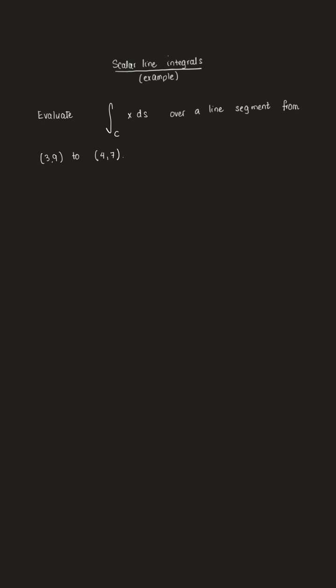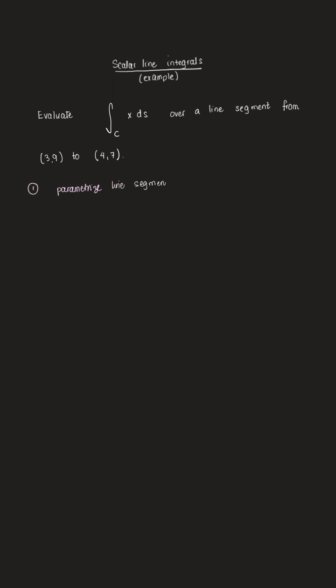We're going to integrate the same function as in the previous video, but this time over a line segment. The reason I wanted to do this example is to remind you a little bit of how we might parametrize a line segment. So we want the integral over the line segment for the function x, and we want the line segment to go from (3,9) to (4,7). All right. So the first thing that we need to do is parametrize our line segment. So let's think about how we might do that.